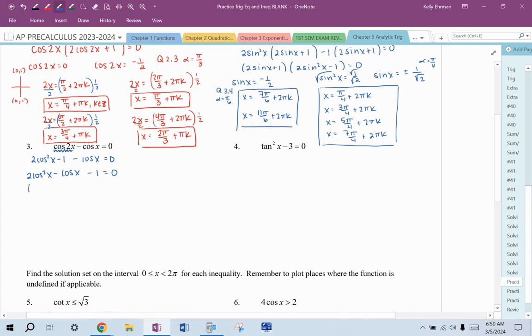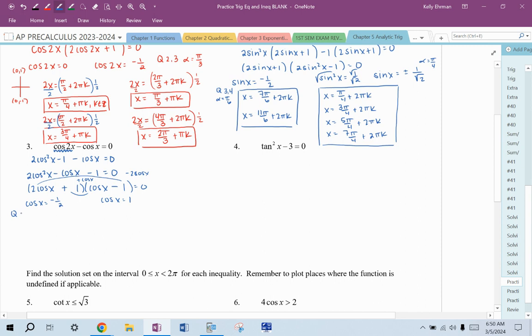This is a trinomial, so we should be splitting up 2 cosine squared into 2 cosine x and cosine x. The only way to split up 1 is 1 and 1. You need to get the signs right, so it's got to be plus and then minus, because if you were to distribute this back together, you would get negative 2 cosine x plus cosine x. That's going to give you negative 1 cosine x in the middle. So the first factor means that cosine x would equal negative 1/2, and the second factor would mean that cosine x would equal positive 1.